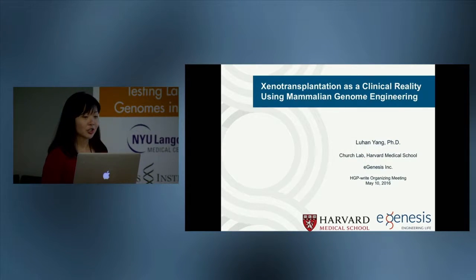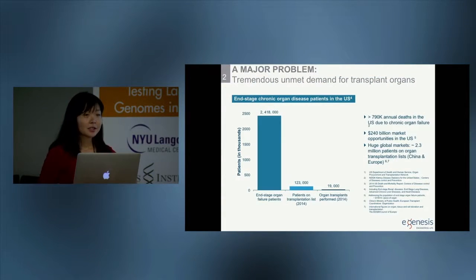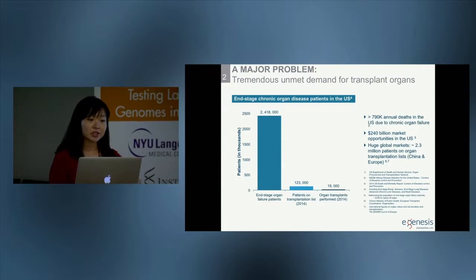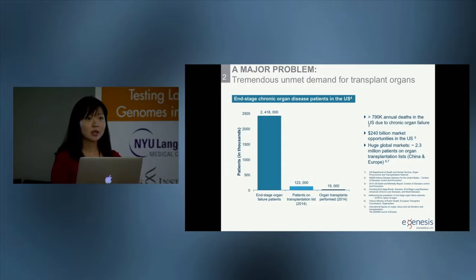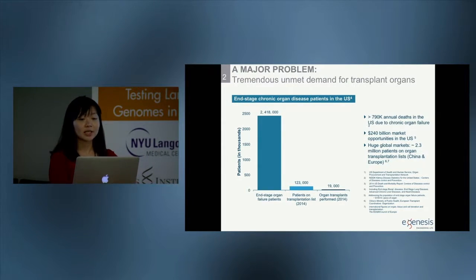Today I'm happy to present to you our progress of using mammalian genome engineering to deliver xenotransplantation as a safe and life-saving procedure. So here we are looking at the number of patients who suffer from end-stage organ diseases in the US. There are over 2 million patients suffering from organ failure. Only about 123,000 of them are put on the waiting list, and only 1/10 of them can get a transplantation each year. So there's a huge delta, and human life is at stake. The situation is worse in other parts of the world, especially in Asia, where there is no donation culture.